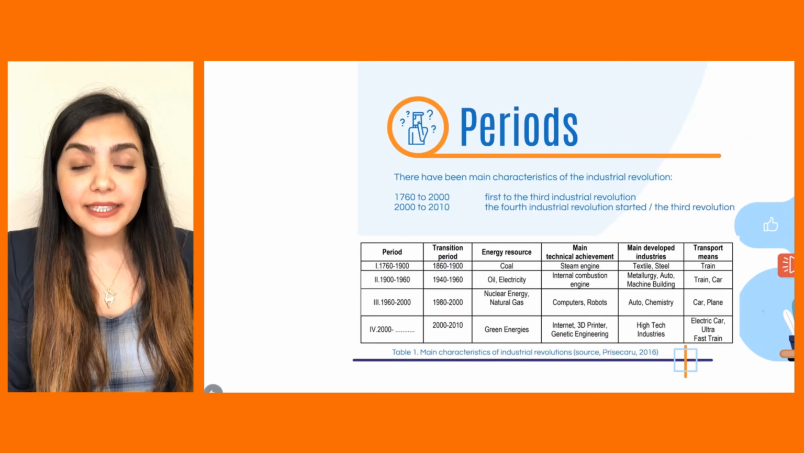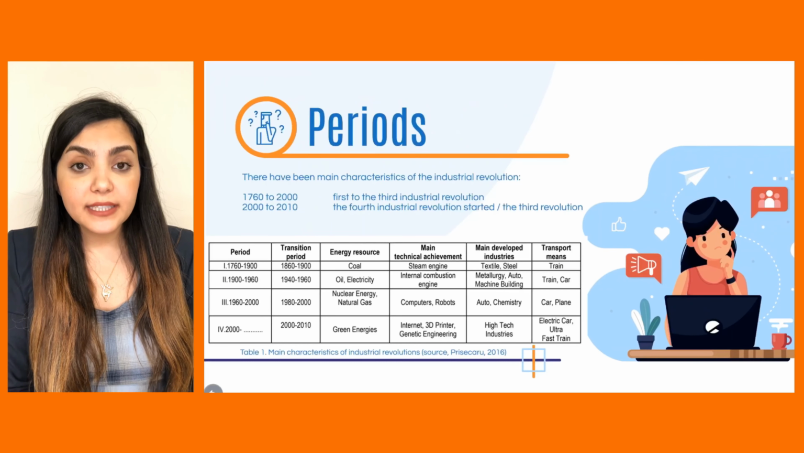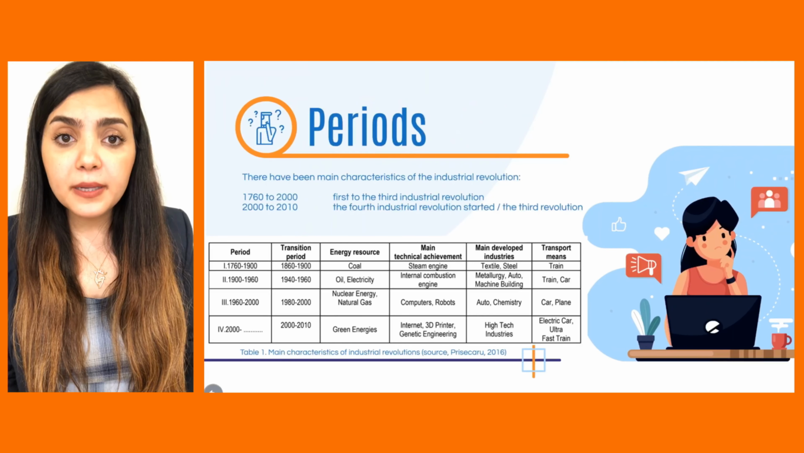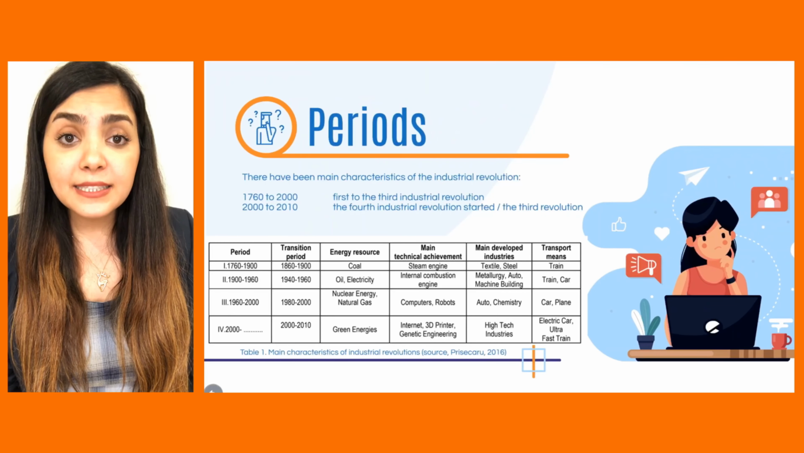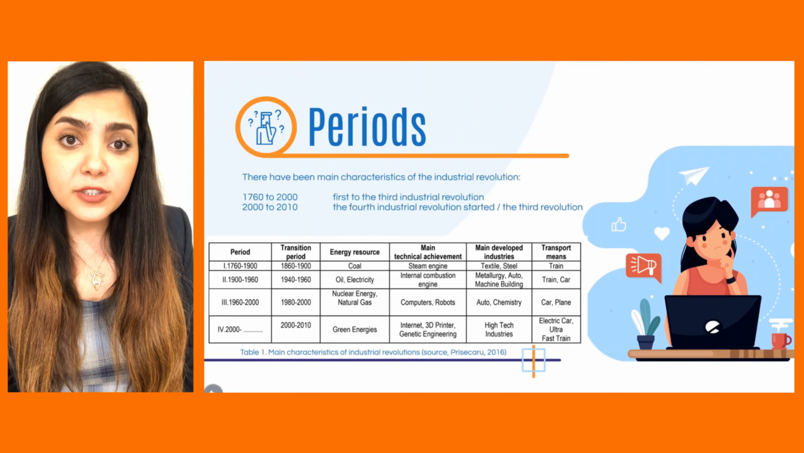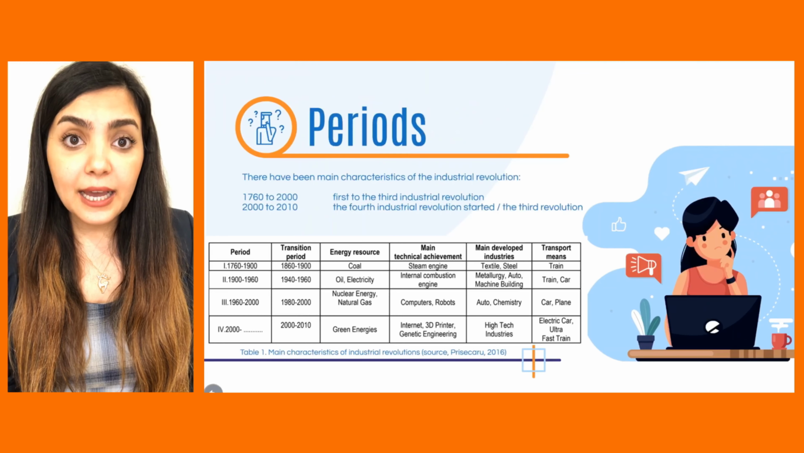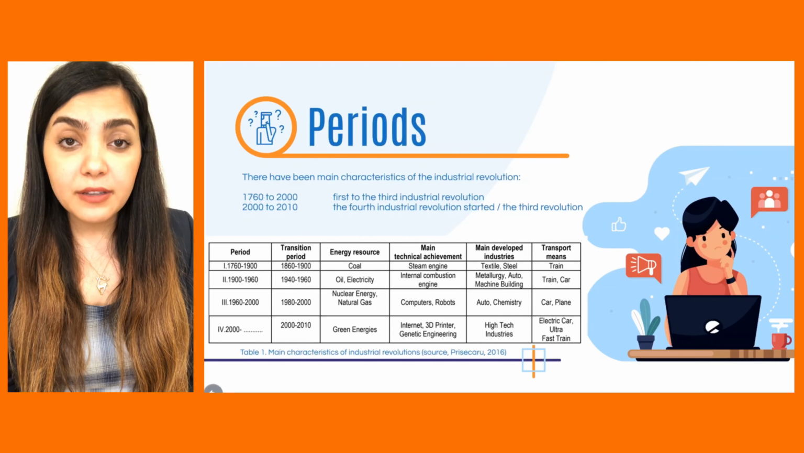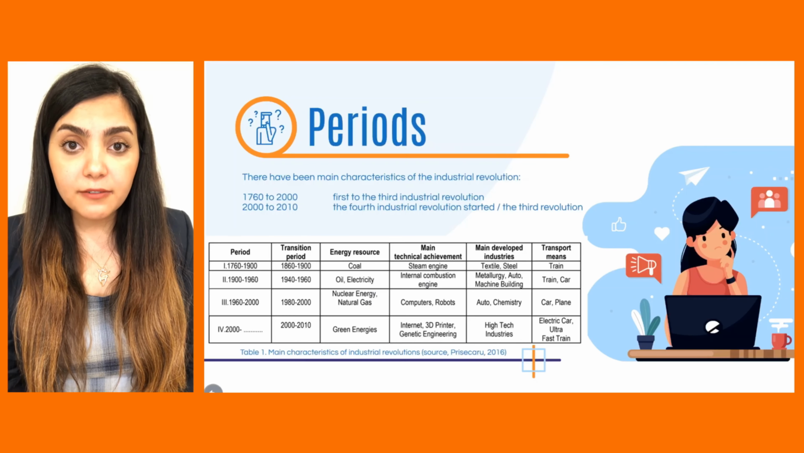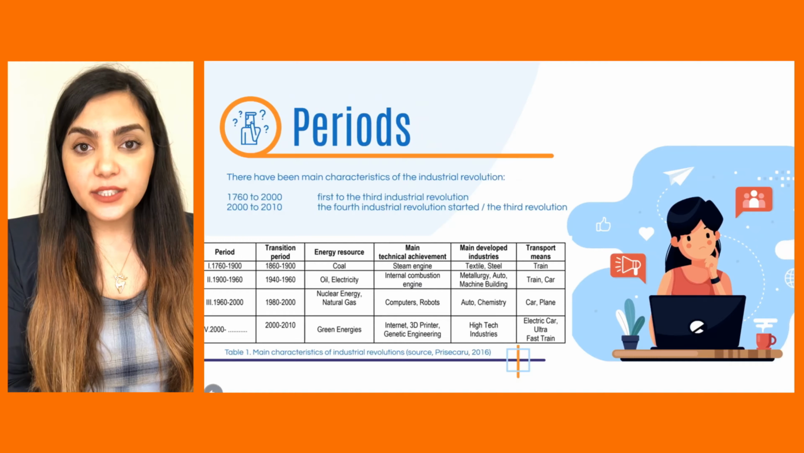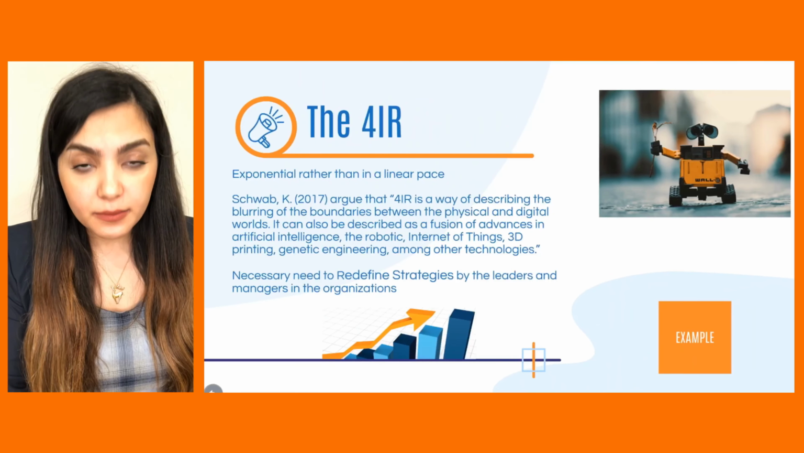There have been main characteristics of the Industrial Revolution for the period between 1760 to 2000, where people experienced the first to the Third Industrial Revolution. As indicated in this table, the Fourth Industrial Revolution started between 2000 to 2010 and is constructed on the Third Revolution. The digital uprising has been taking place since the mid of last century. The Fourth Industrial Revolution revolves around an exponential rather than a linear pace.